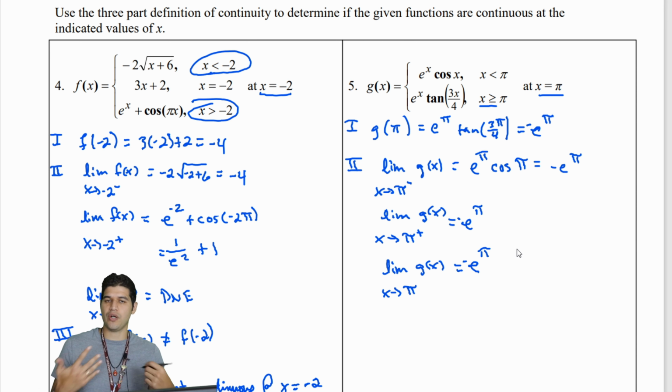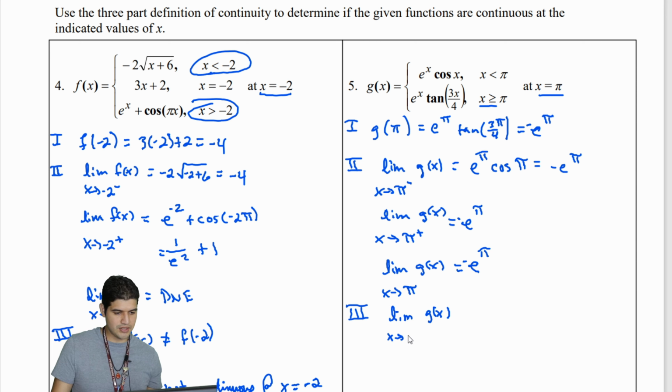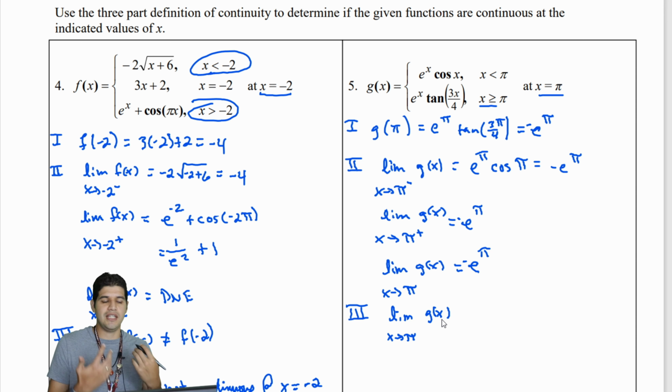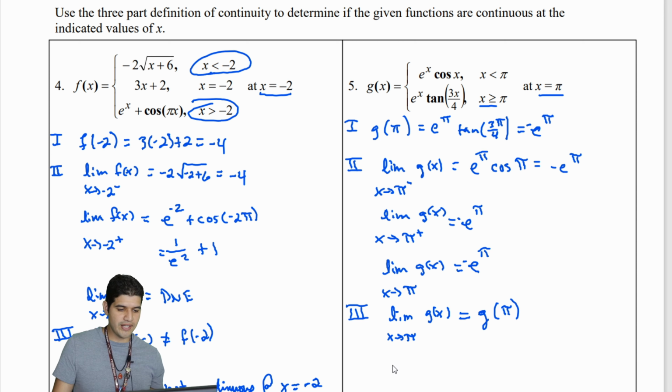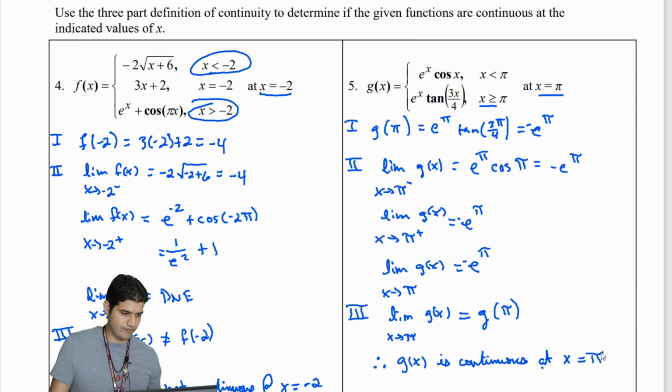Okay, so now we're going into our third part of our definition. What's the limit of g of x as x approaches pi? Is that equal to the function at pi? And in this case, it is. They're both equal to -e to the pi. So they are equivalent, so we'll write g of pi here. Since those are equivalent, what can we say? We can say, therefore, g of x is continuous at x equals pi.